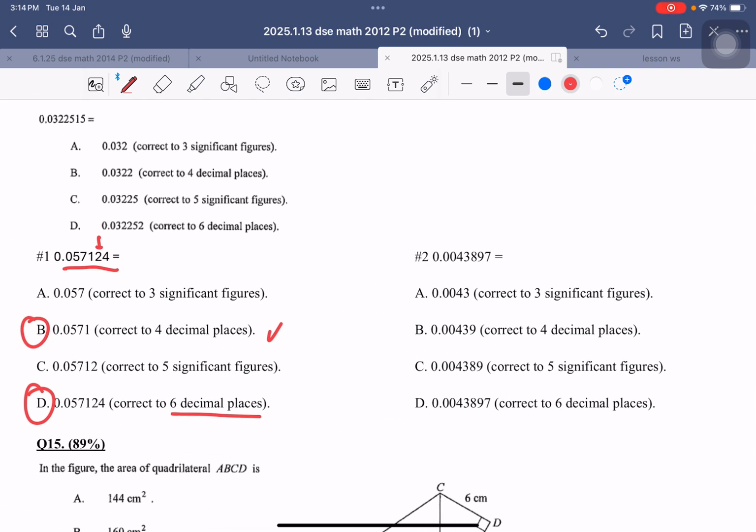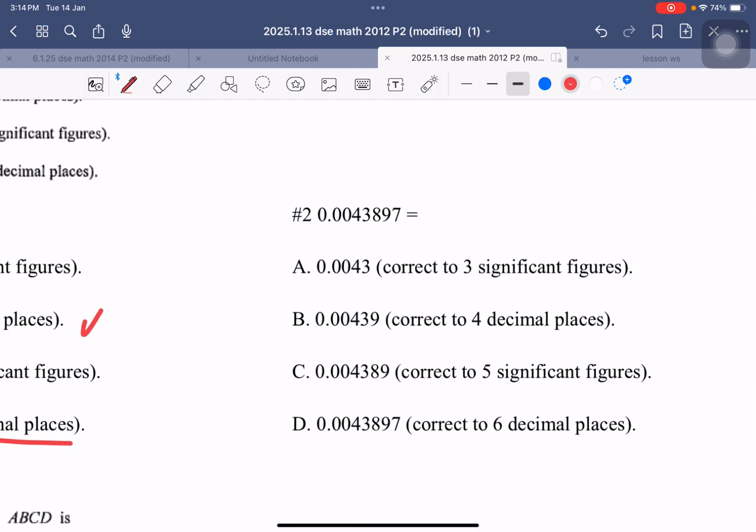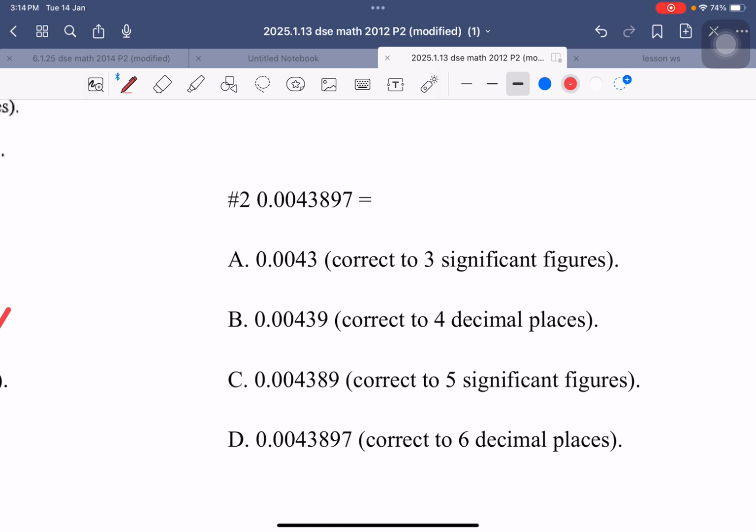If you can choose 2 answers to be correct, then you can also have none of the answers correct. Is this 3 significant figures? No. Is this 4 decimal places? No. Is this 5 significant figures? No. Is this 6 decimal places? No. So none of the answers is correct.